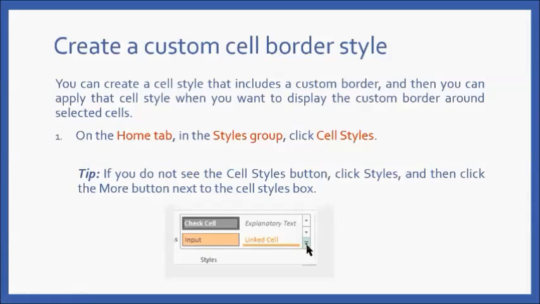So, create a custom cell border style. You can create a cell style that includes a custom border, and then you can apply that cell style when you want to display the custom border around selected cells. On the Home tab in the Styles group, click Cell Styles. If you do not see the Cell Styles button, you just click Styles and then click the More button next to the Cell Styles box. So this is an example of how we are going to activate the Styles group.